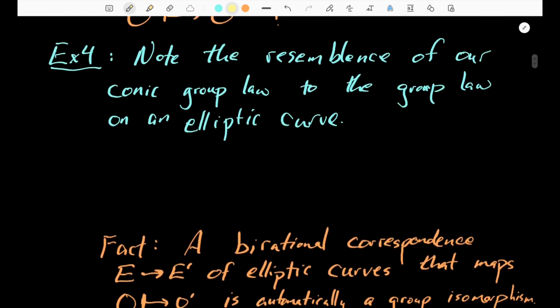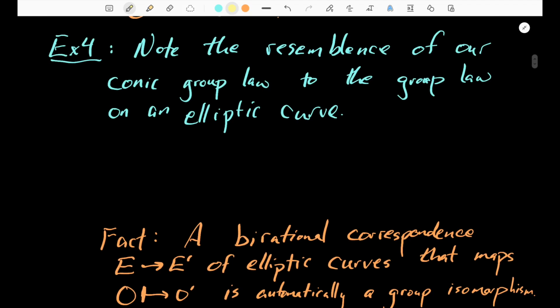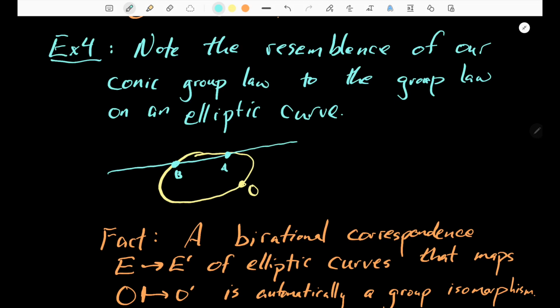Okay, and now let's get into the meatier one. This group law that we wrote down very much resembles the group law on an elliptic curve. So let me remind you of that if you haven't seen it. We've got our identity. Let's pretend this was an elliptic curve. We have A and B. On an elliptic curve, you draw the line through AB, and then you look for the third point where it intersects the curve. Of course, on a conic, it's not going to intersect at a third point. So we can imagine that it intersects somewhere out here at a point at infinity.